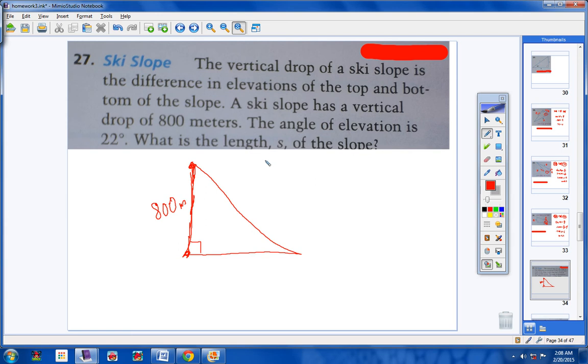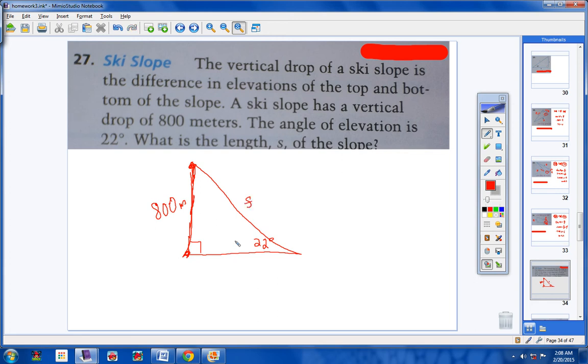Now, the angle of elevation is 22 degrees. That means this angle here, with the line going up like it's elevating, would put 22 degrees here. What is the length S of the slope? So here's your slope right here. Here are the skiers. They're going to come skiing down the slope, okay? And so they're asking us for the length of the slope, S.